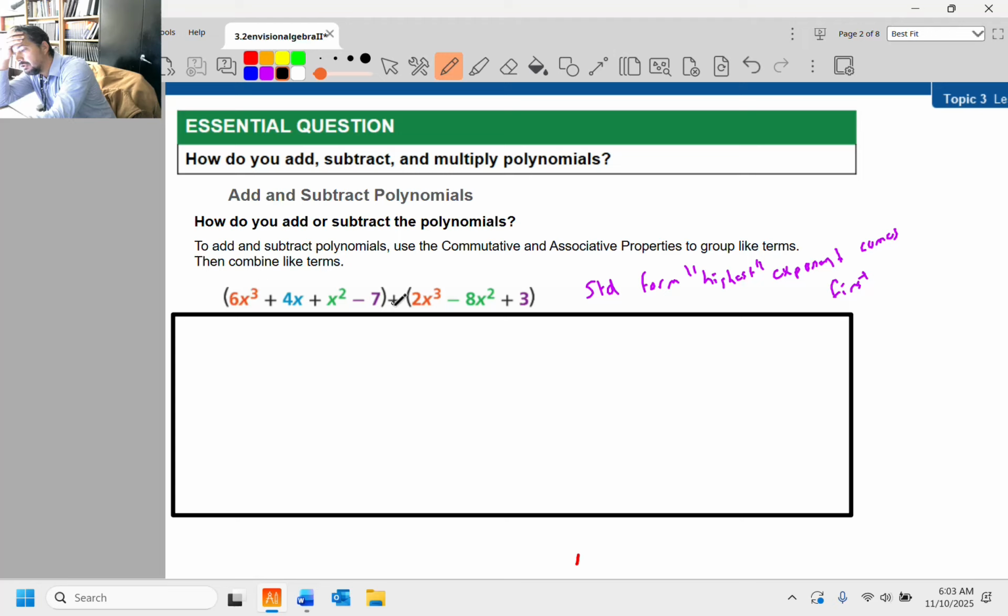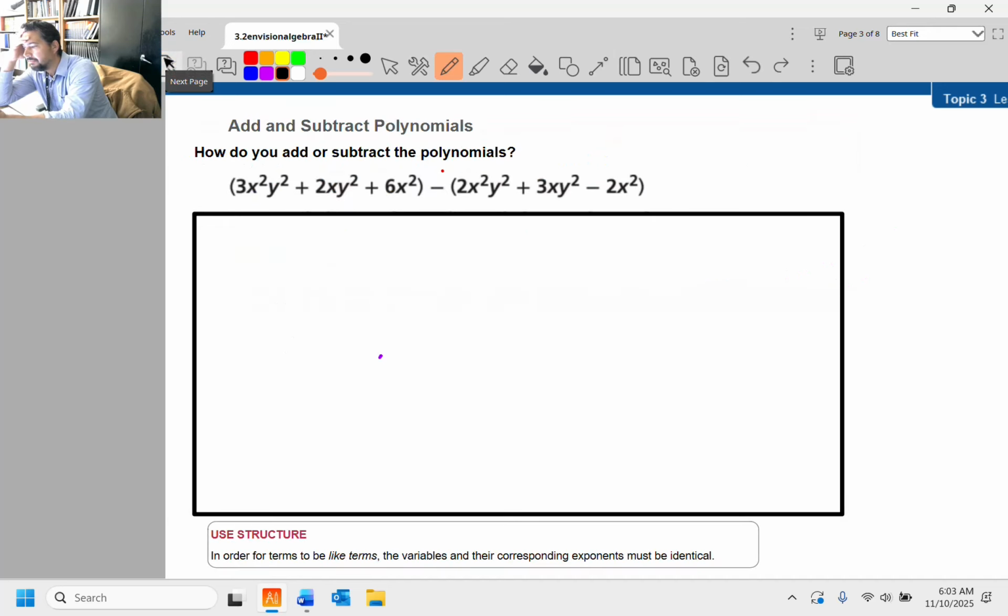This is 6x cubed. See the plus symbol? It's not FOIL. Plus 2x cubed is 8x cubed. We have a negative 8x squared and a positive x squared. You put them together, that's negative 7x squared. We have a 4x over here, and then we have a 3 over here. You shouldn't have a problem with that, so we're not going to spend more time on it.